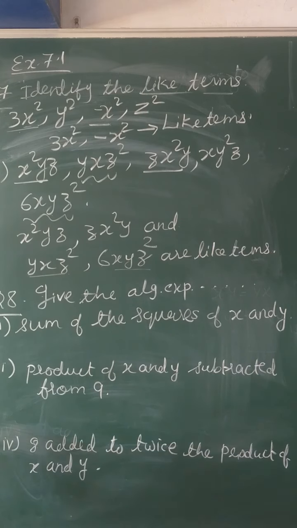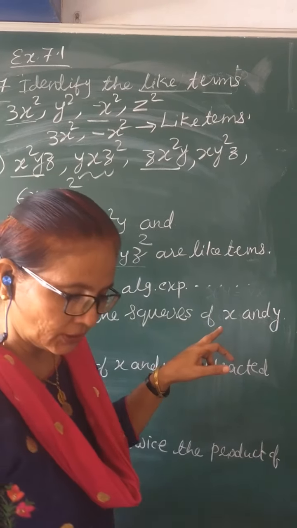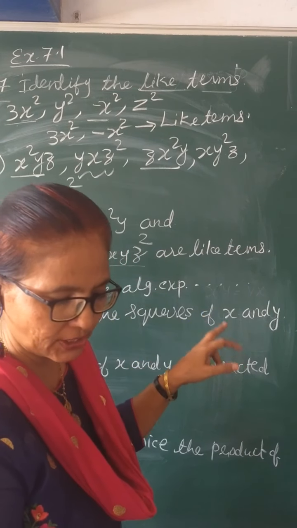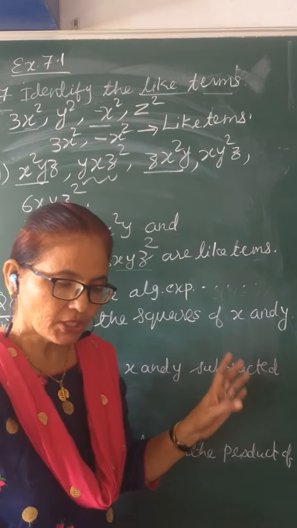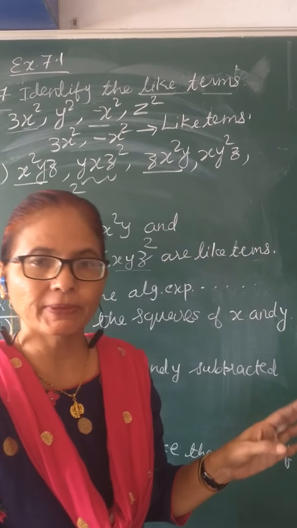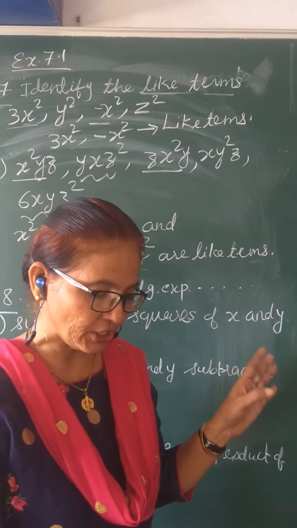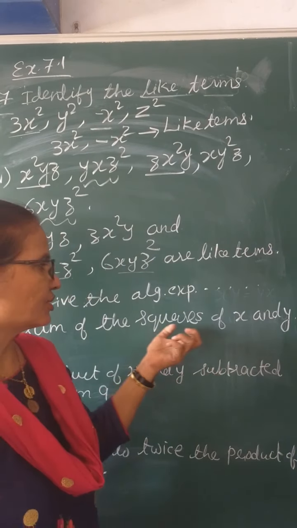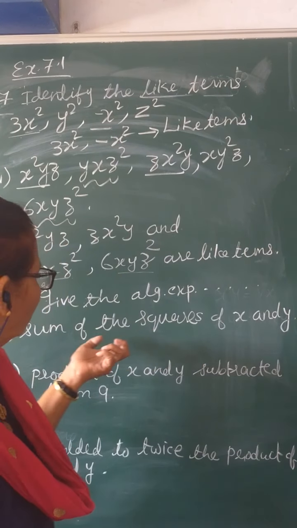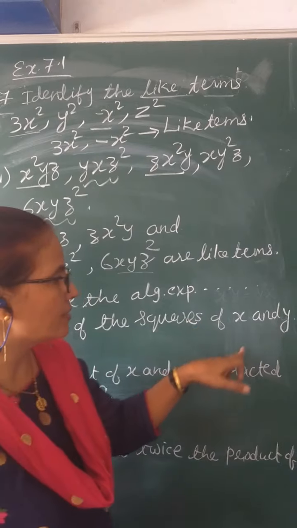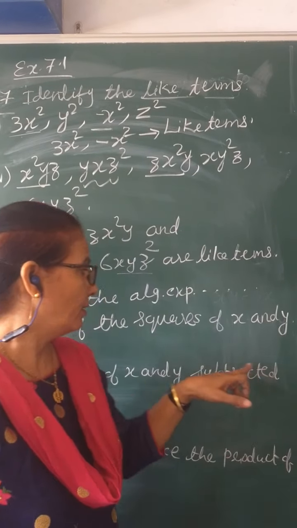Now let's see, you have to give what? Give the algebraic expressions in the following cases using variables, constant and arithmetic operations. Means now you have to use the variables, constant terms and the arithmetic operations, meaning plus, minus, multiplication and division, according to the question. Now it is written in statement form. You have to write the mathematical form. The question is: sum of the squares of x and y.